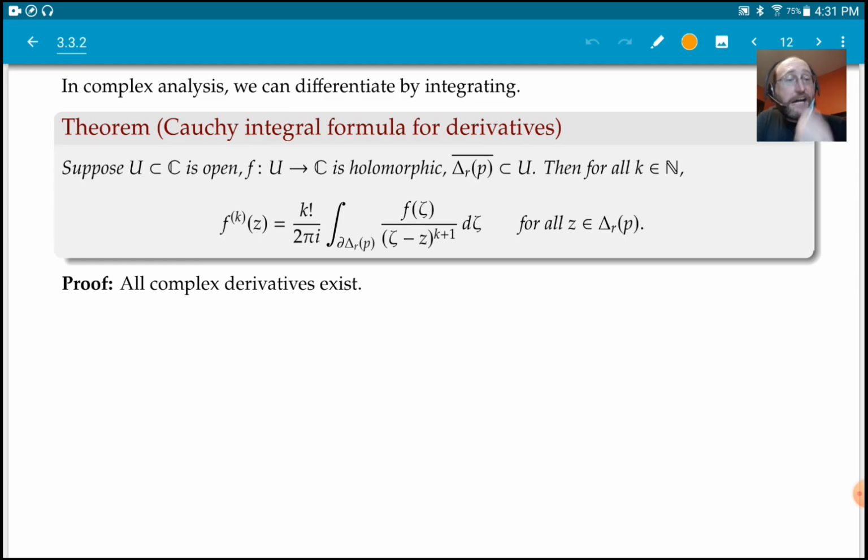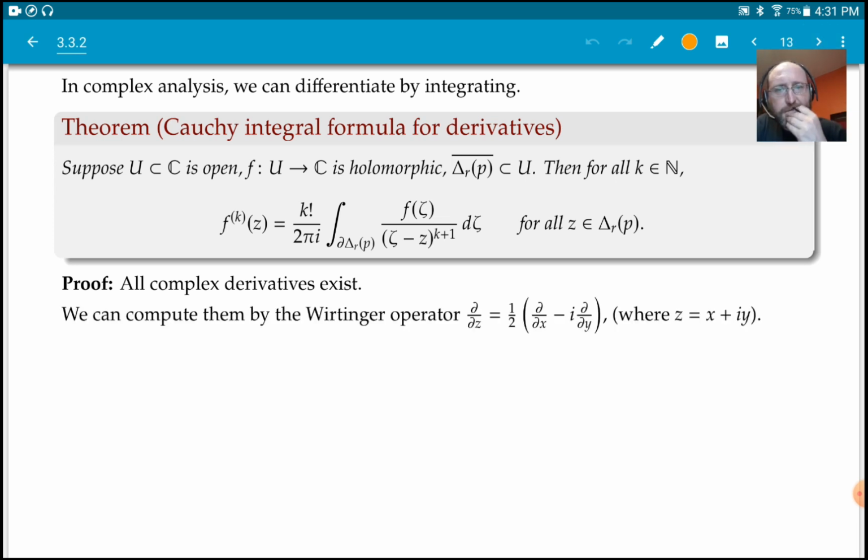All right. Now, let's prove this. So we start by using what we proved, right? We have a holomorphic function. It's analytic, and we know that analytic functions are infinitely complex differentiable. Therefore, all complex derivatives exist, right? That means that we can compute them by applying the Wirtinger operator, the d by dz, which really is this formal operator, which is this definition over here in terms of the x and y derivatives, right? Where x and y are the real and imaginary parts of z.